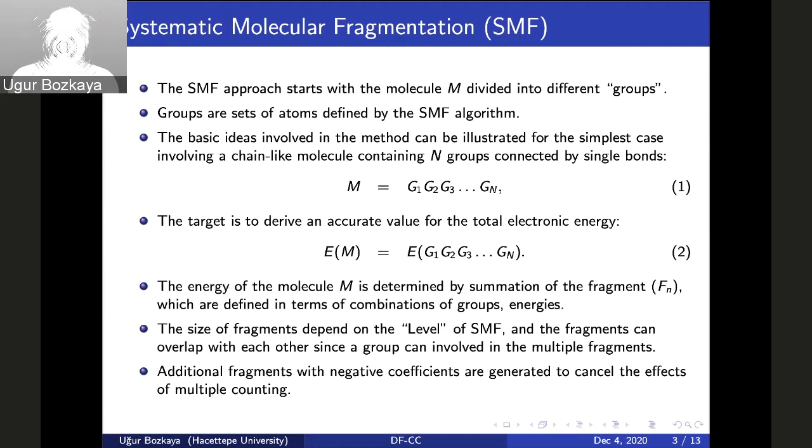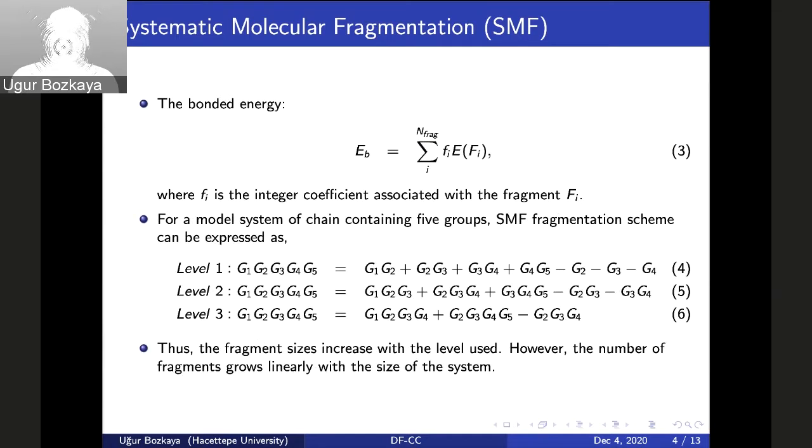The size of fragments depends on the level of SMF, and the fragments can overlap with each other since a group can be involved in multiple fragments. Therefore, additional fragments with negative coefficients are generated to cancel the effects of multiple counting. And the SMF energy consists of two components, the abundant energy and the non-abundant energy. The abundant energy can be expressed by this formula. Here, Fi is the integer coefficient associated with the fragment Fi.